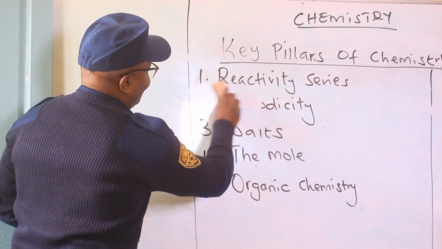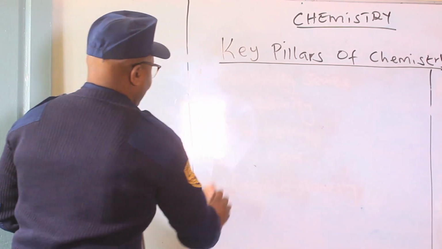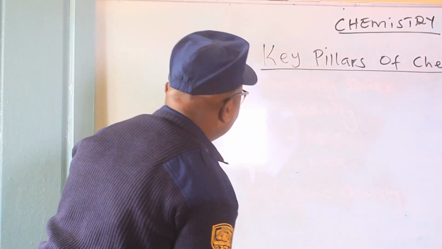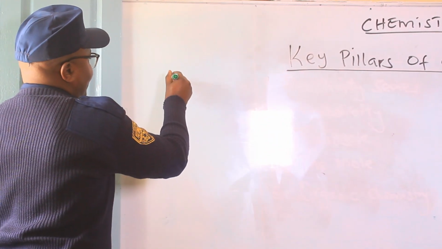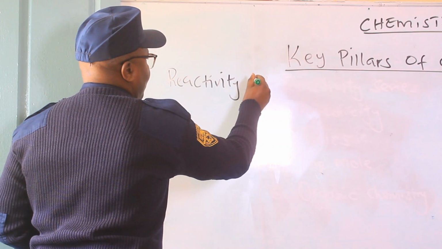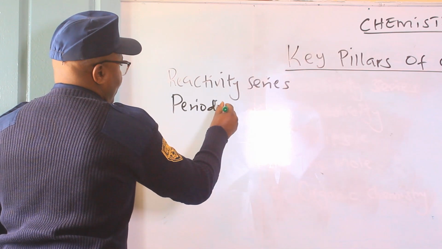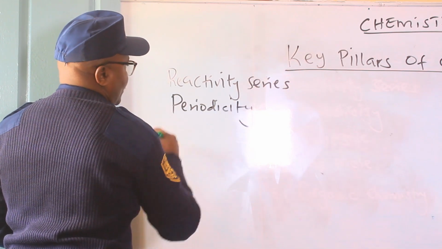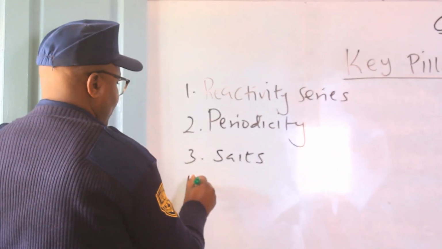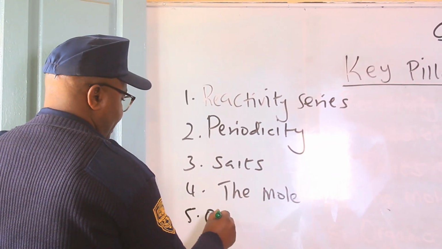Allow me to move these key pillars of chemistry aside here. So the key pillars, we have the reactivity series, periodicity, we have salts, the mole, then we have organic chemistry.